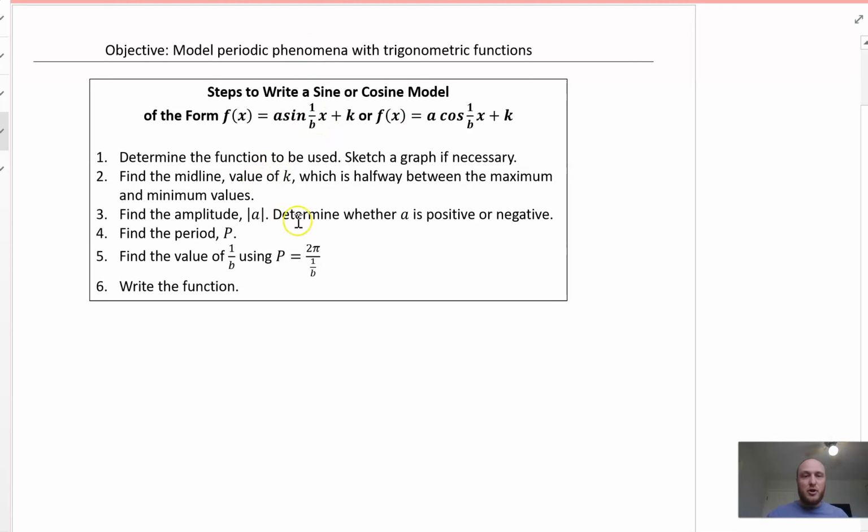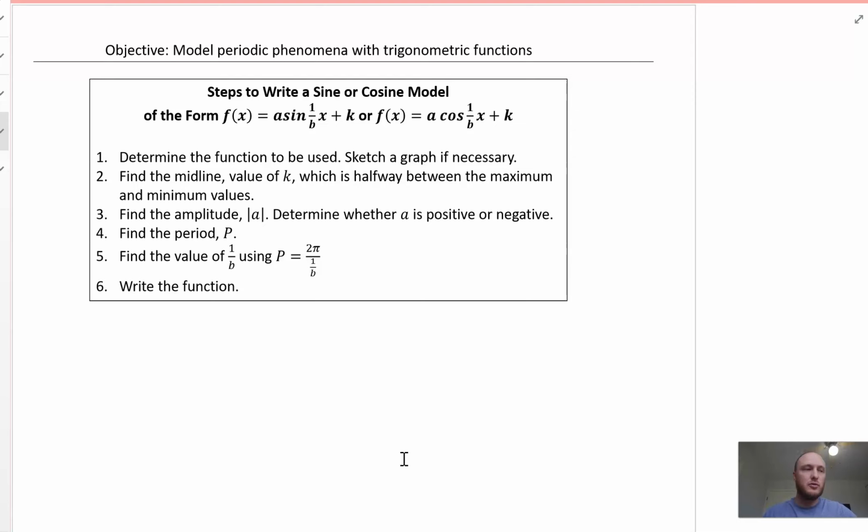Step one is determine the function that is used, sketch a graph if necessary. Most of our problems today a graph is going to be given, but that won't always be the case. Sometimes we'll have to go ahead and sketch a graph, all right?